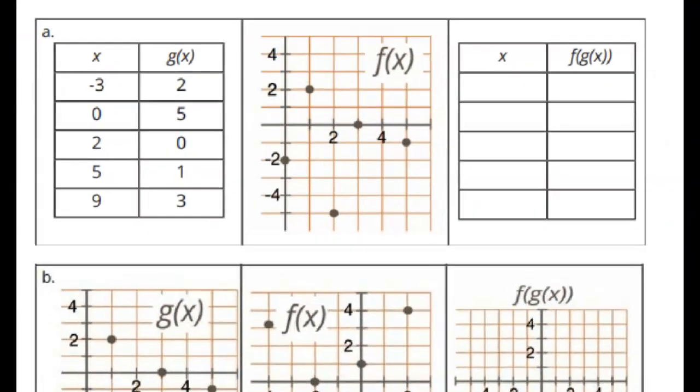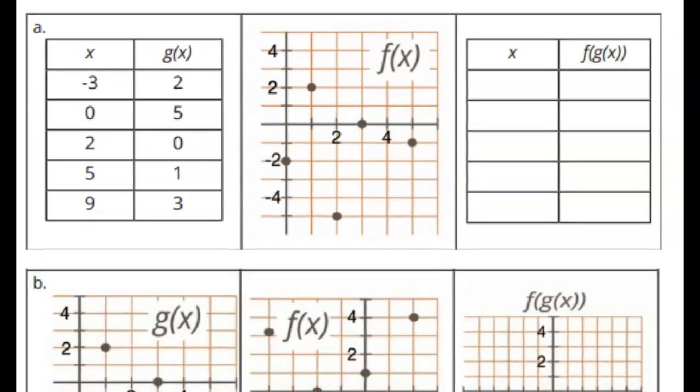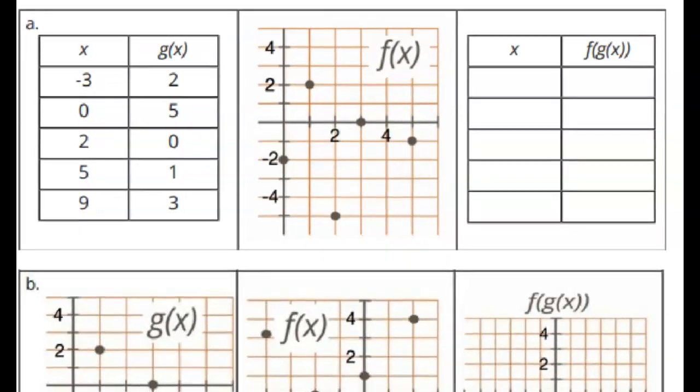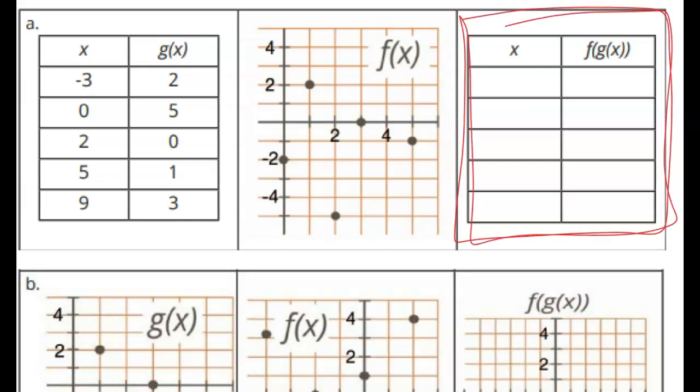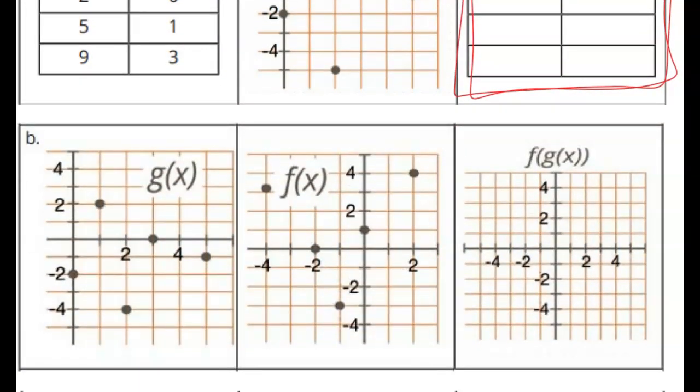So this may at first seem tricky, but really it's just knowing your input and knowing your output. Whenever you're given a graph, any graph, and being asked to find compositions, you always must create a table. Always, always, always. Even if they don't give you one, like on this part B, they don't give you a table to fill in, you should still create a table. It helps you keep your numbers straight.